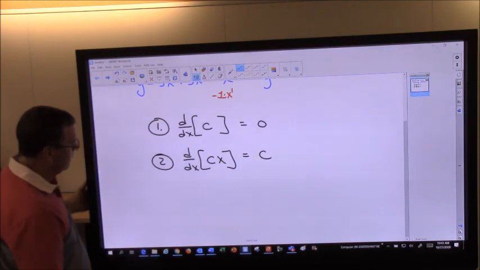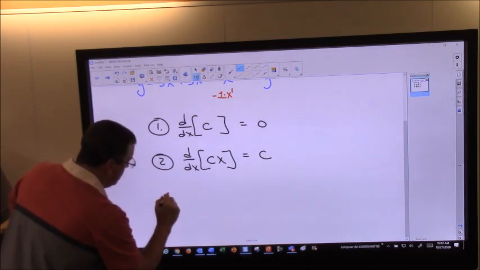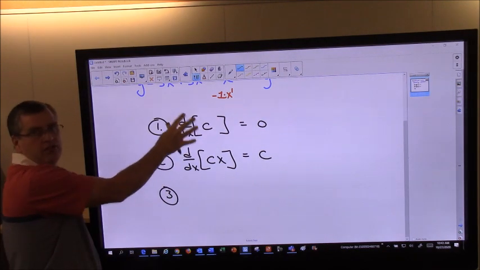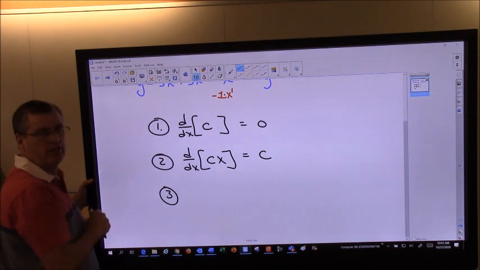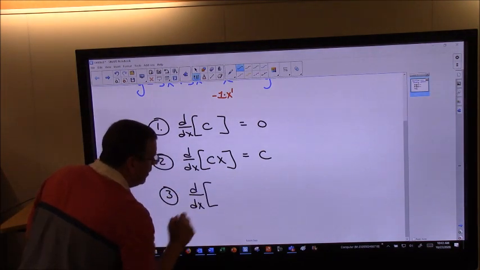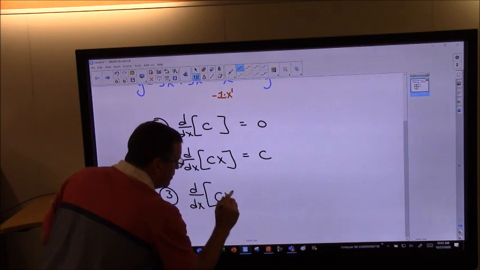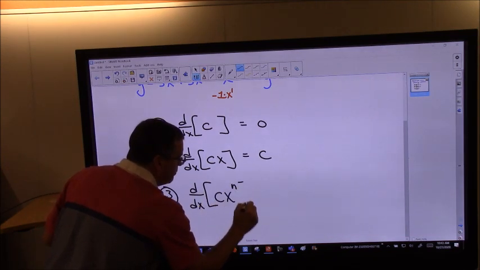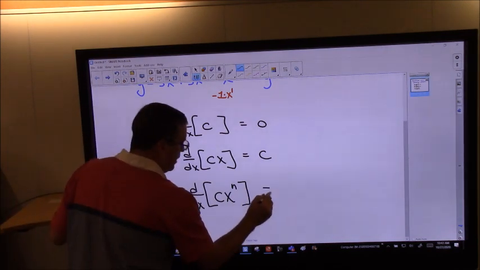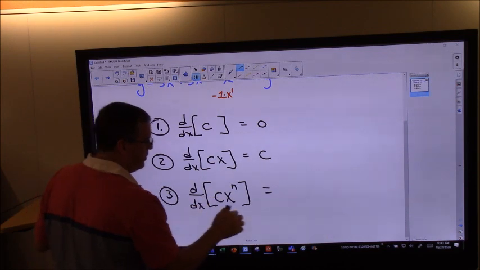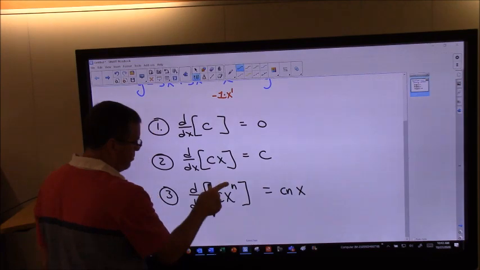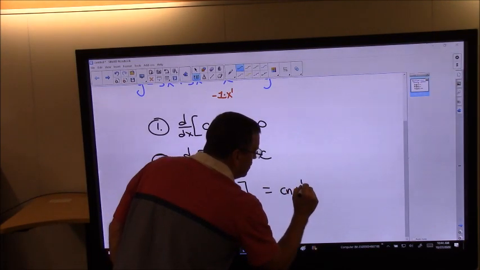Okay? And then our third rule, and this rule really includes these two, and it's the one we're going to look at most often. The derivative of a constant times x raised to the nth power. And what we're going to do is take that exponent times the constant, so Cn times x raised, and then we're going to subtract 1 from the exponent, to the n minus 1.